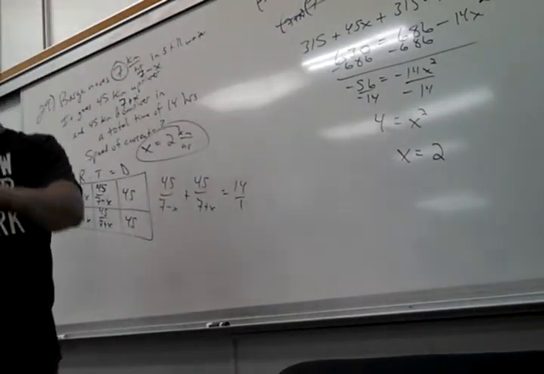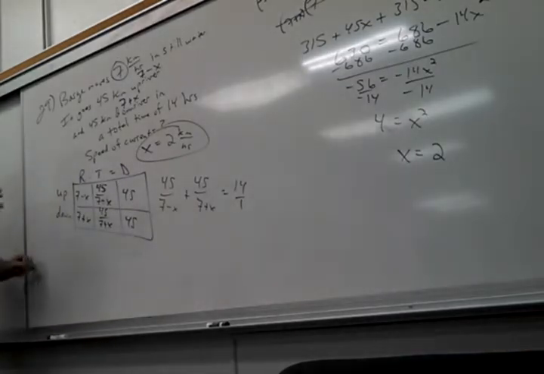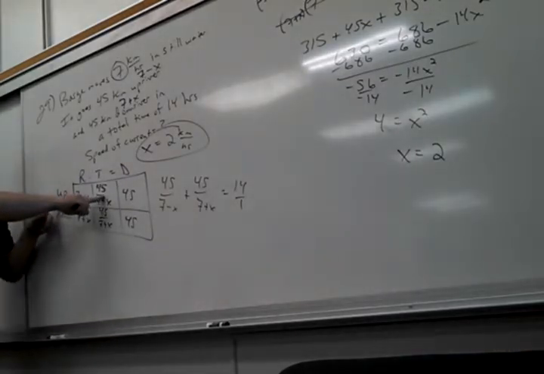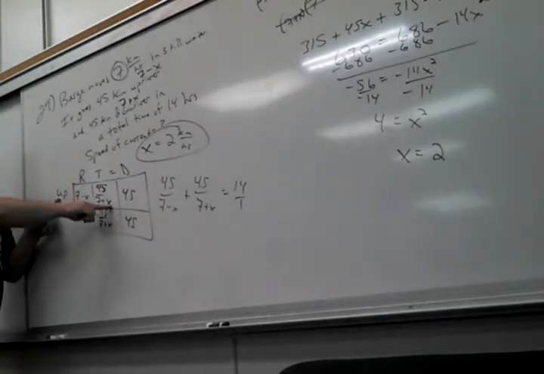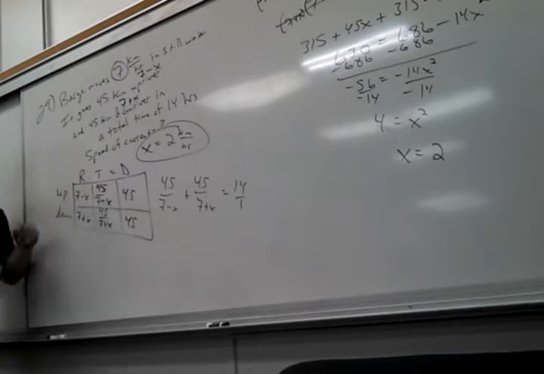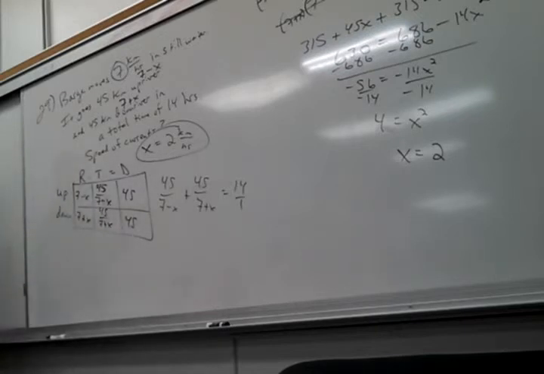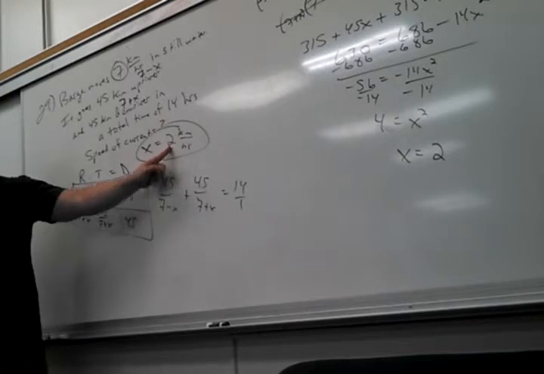But if they would have said, how long did it take to go upstream? Then you throw your 2 in, 45 over 5. So it took 9 hours to go upstream. So how long did it take to go downstream? 45 over 9, that's 5. 5 and 9, 14, that checks out. But all they asked for in this problem was how fast did the current go?